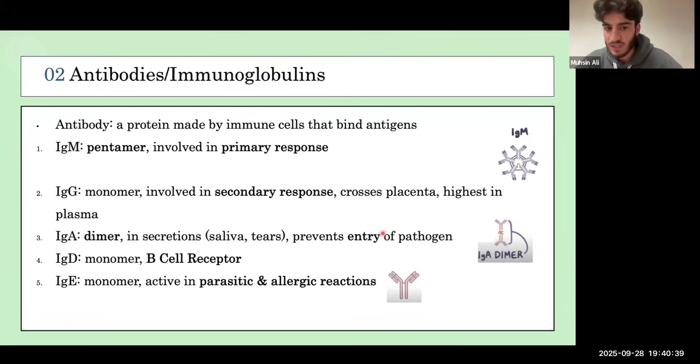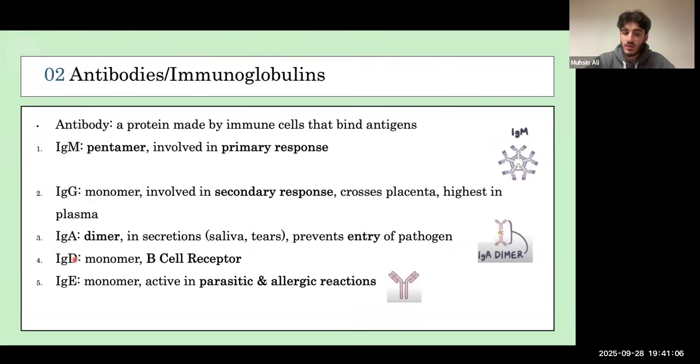And this would make sense if you think of the location. You have to be able to recognize the location and how that location is specific to its function. So let's say the saliva, for example. If I'm going to eat food now, there's a few microbes in the food that I'm eating. Now the saliva is going to try and prevent the pathogens in the food from entering into my system, right? So your IgA in the secretions is to prevent the entry of the pathogen.